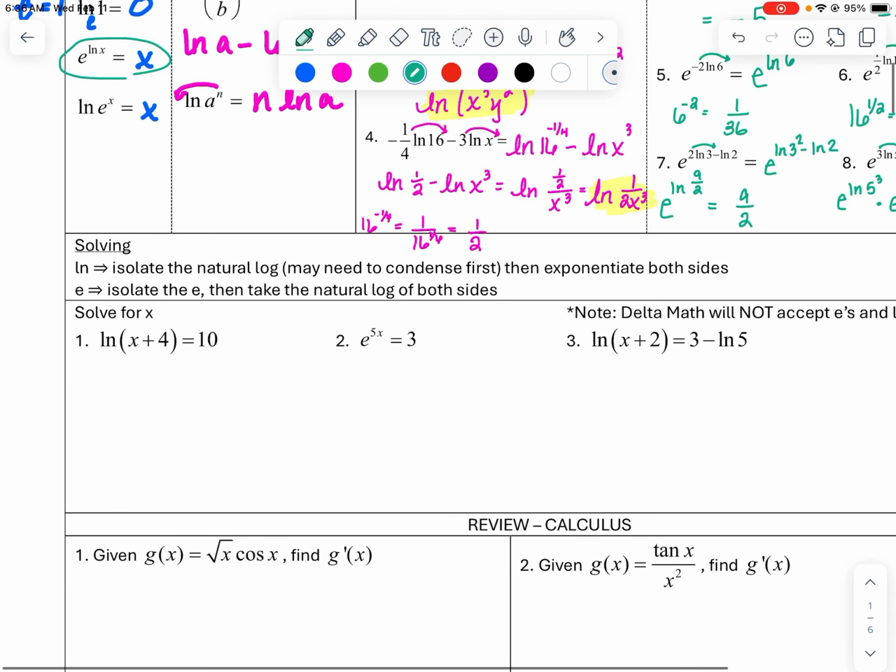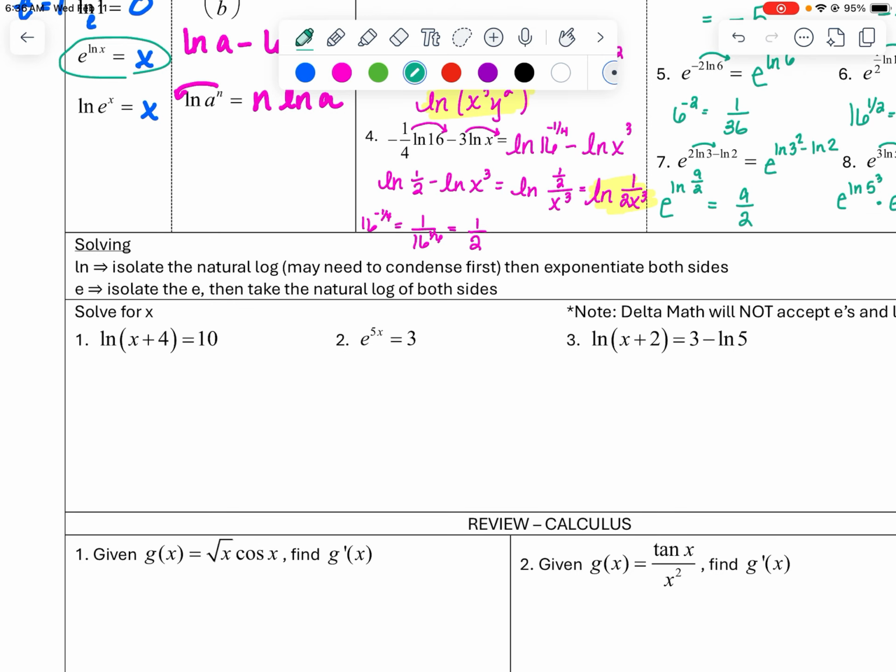Okay, let's do some solving. So again, since these are opposite functions, you just need to isolate the e or the natural log, isolate whichever one it is that you're solving for, and then do the opposite function to it.